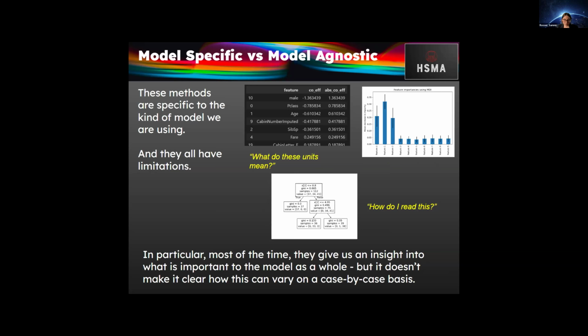And the other limitation of these is they give us a really nice high level overview as to what the model is doing as a whole, but it doesn't make it clear how this can vary on a case by case basis, and just how important certain features can be in certain cases when they may not have a large overall impact on every single prediction.